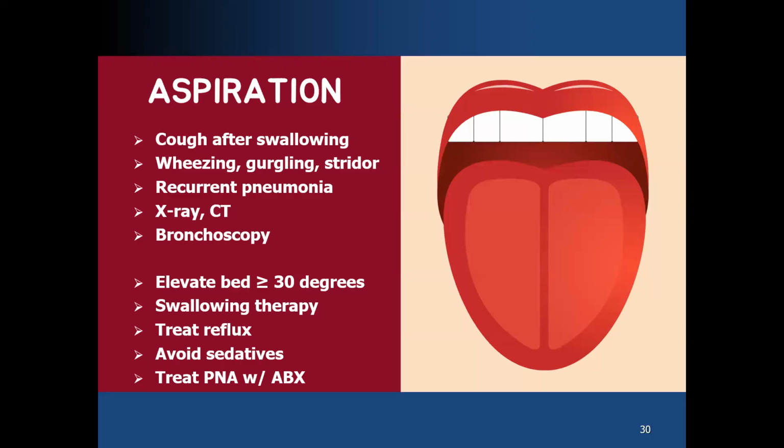You want to encourage coughing or suction if available to clear the airway. You could suggest elevating the head of the bed greater than 30 degrees. Use swallowing therapy or modified diets. Treat reflux if present. Avoid sedatives when possible. If infection develops, you're going to treat as aspiration pneumonia with appropriate antibiotics.